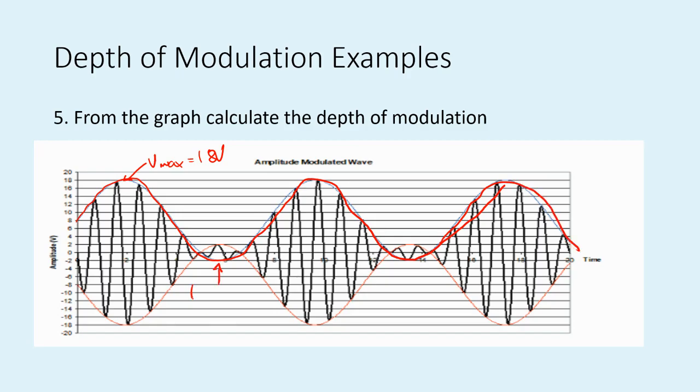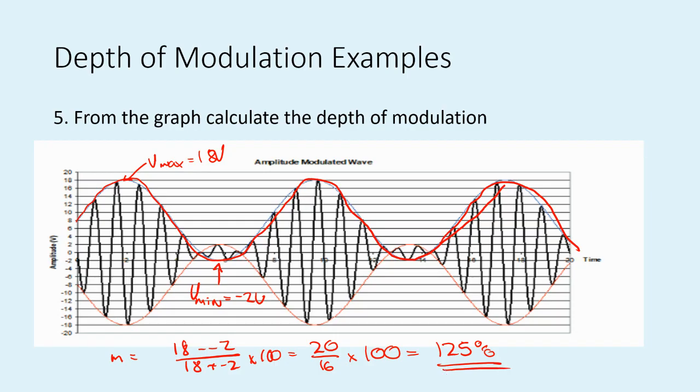So this is Vmin and it is negative. So this is minus 2 volts. So this is where it's a little bit different. So again, it's the difference, 18 minus 2 over the sum, 18 plus minus 2, times 100. So that is 20 over 16 times 100. Put that in your calculator and you'll find that it's 125%. So this is definitely over-modulated. This is a problem and a graph you don't want to see if you're designing a system.